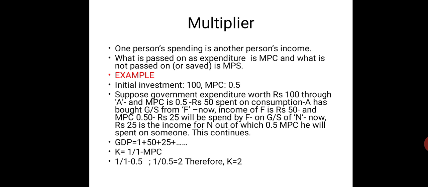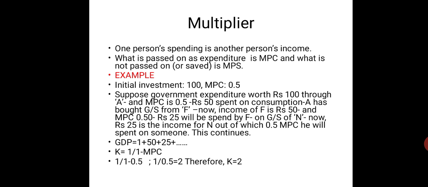MPC 0.5 means from that 100 rupees, 50 rupees will be spent by Anand on consumption, right? He has 100 rupees with him because the government has made an expenditure through him. He is the agent or the contractor. The 0.5 MPC is there for him, so he spent rupees 50 on consumption on goods and services which he buys from F.